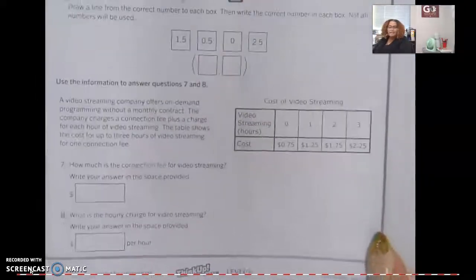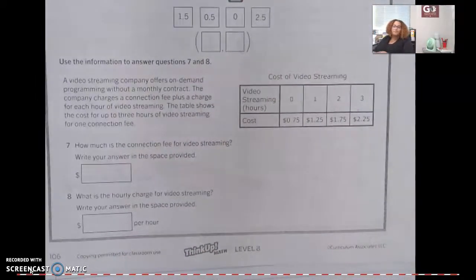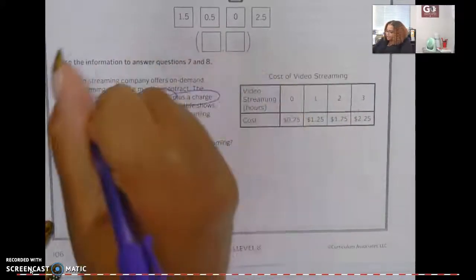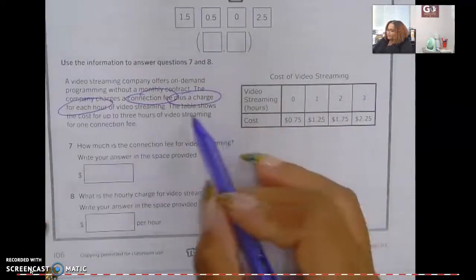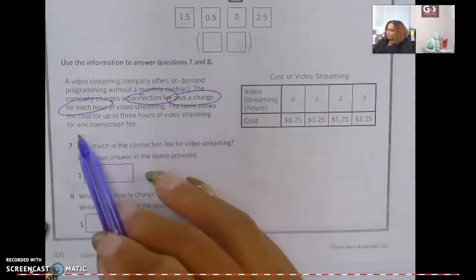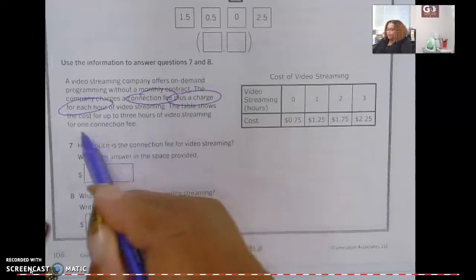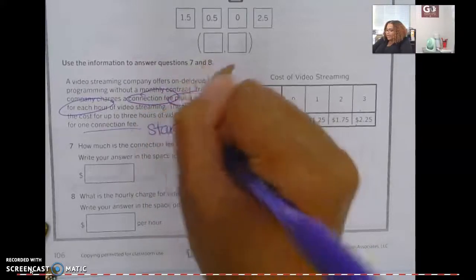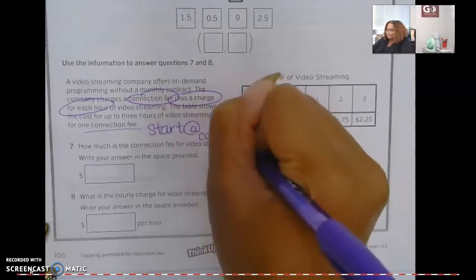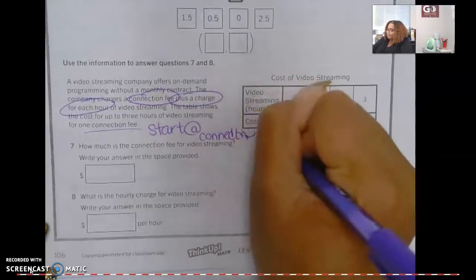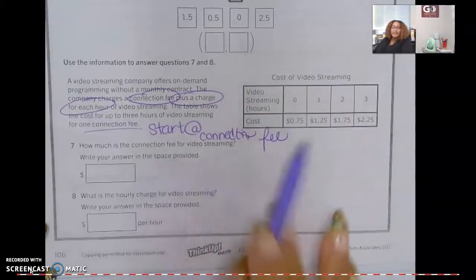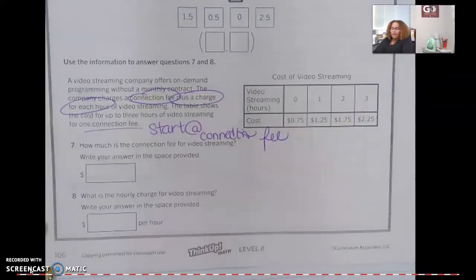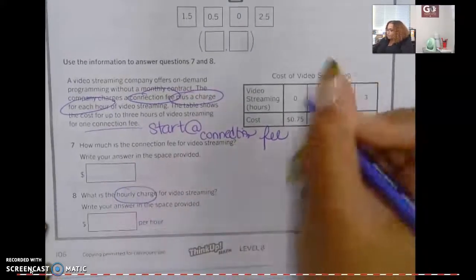Number 7, it says a video streaming company offers on-demand programming without a monthly contract. The company charges a connection fee plus a charge for each hour of video streaming. The table shows the cost for up to 3 hours of video streaming for 1 connection fee. All right, 1 connection fee is where we start. How much is the connection fee? That should be a dead giveaway looking at that table where you start. And then the hourly charge.